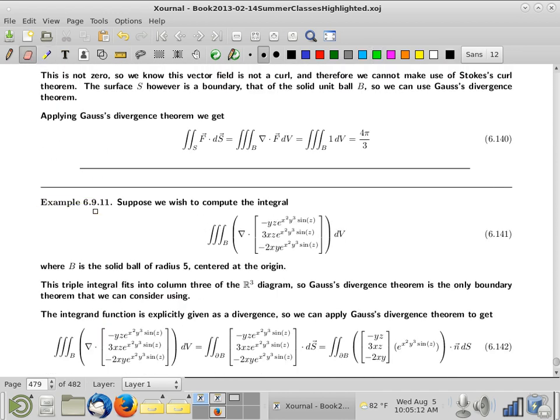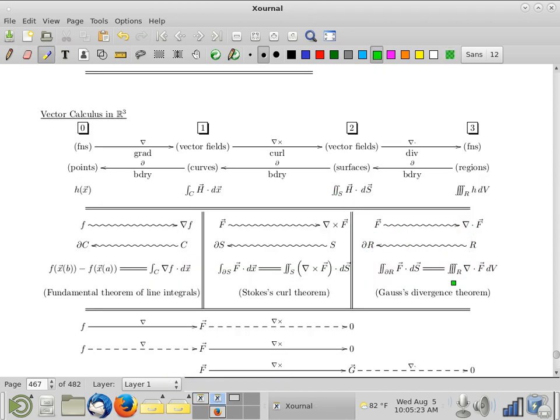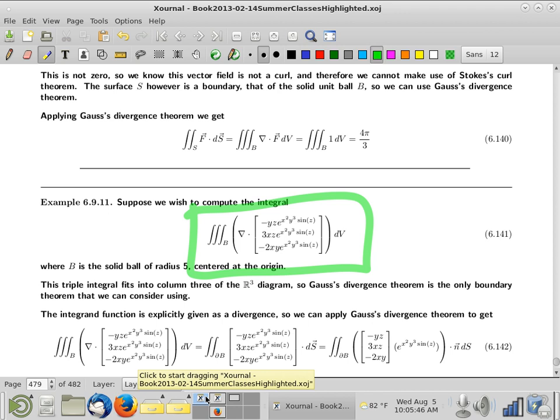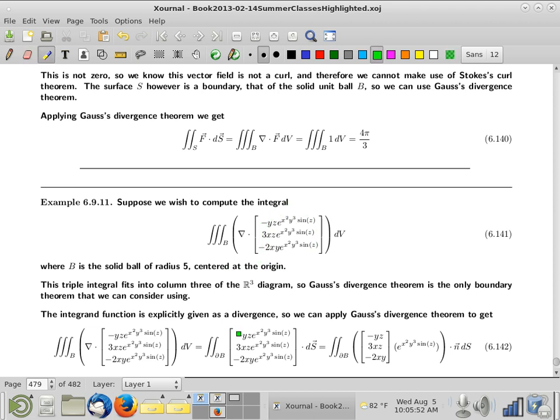Okay, last example. Now this one I do just because it's kind of fun. Suppose you want to compute this triple integral. Now, a triple integral, there's only one possible theorem that we might be able to use, Gauss's divergence theorem. I have to make sure that the integrand I'm looking at had better be the divergence of some vector field. And, well, yeah, it's given that way. It's given as the divergence of a vector field. So, fine, no problem. So I can use Gauss's divergence theorem.